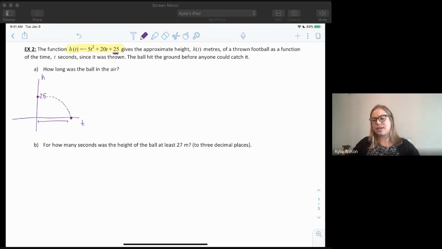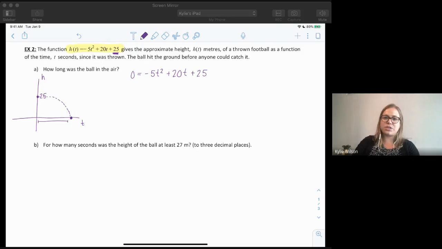In other words, I'm trying to figure out when it hit the ground, because that will allow me to know how long it was in the air for. So to find out when it hit the ground, we're just going to sub in 0 for our height. So I'll have 0 equals negative 5t squared plus 20t plus 25, like this. When we're solving a quadratic, the first thing we do is make sure it's equal to 0. So I look here, it's equal to 0. I can move on to my next step.